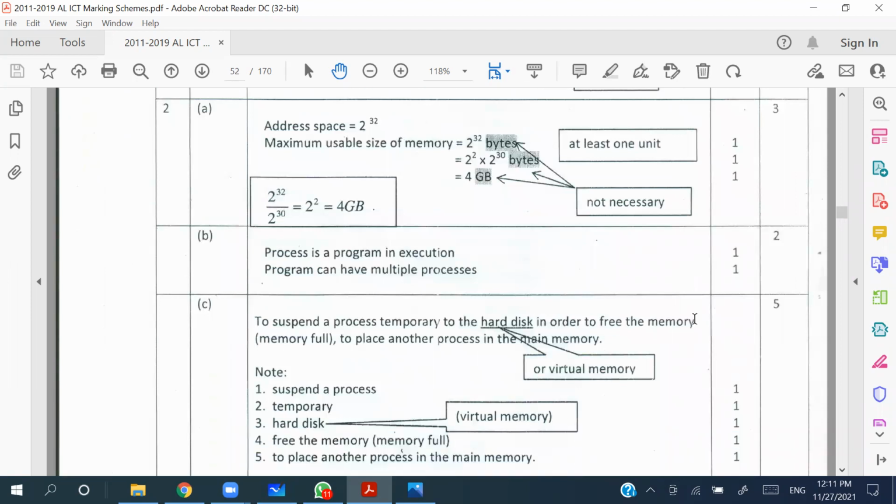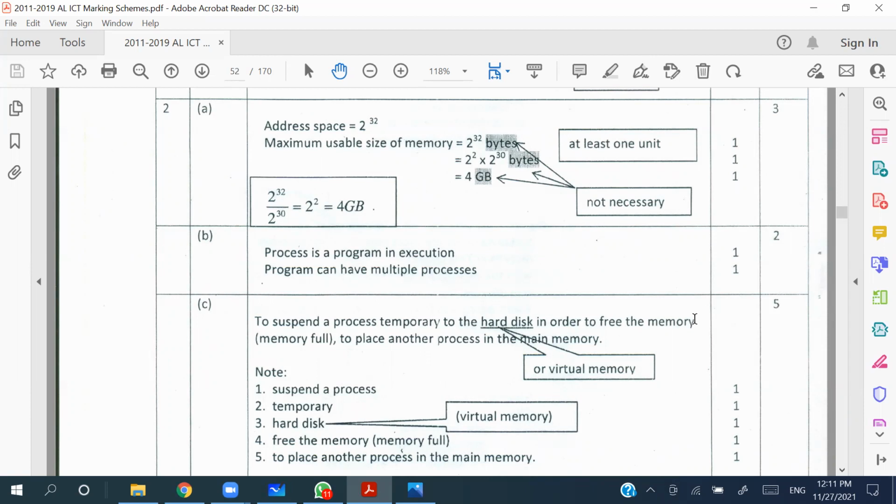Right. So they're asking about the maximum usable size of the memory. So you have to show it's 2 to the power 32 bytes, which gives you 4 GB as the answer, right? And you are given 3 marks for that, so it's better you show your calculations properly. All of you who have sent me the answers have shown the calculations properly.